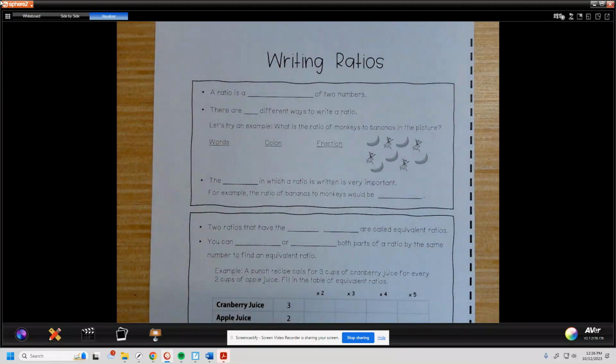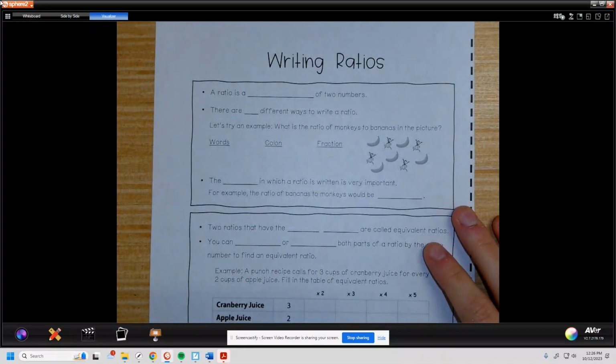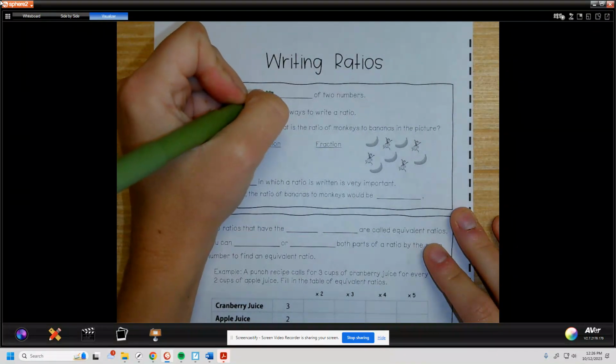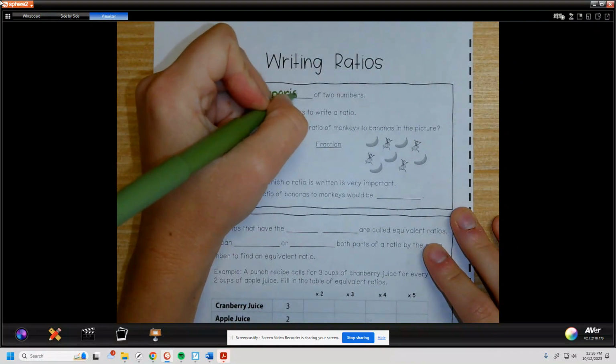All right, so this is the beginning of a brand new unit about ratios. If you're looking for anything on Schoology, we are now in a new folder called Ratios and Rates. So let's start by looking at the definition of a ratio. A ratio is pretty simple, just a comparison of two numbers.